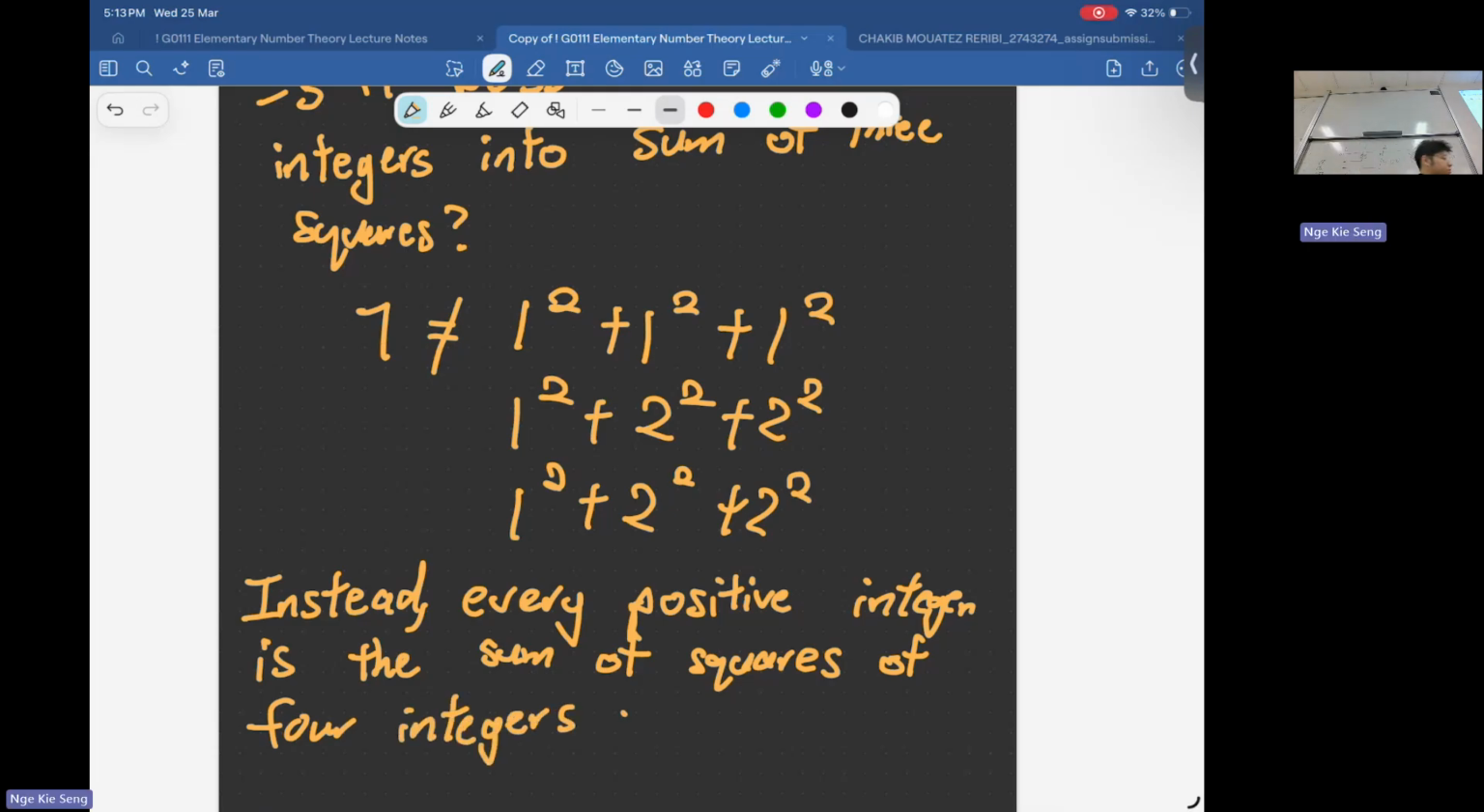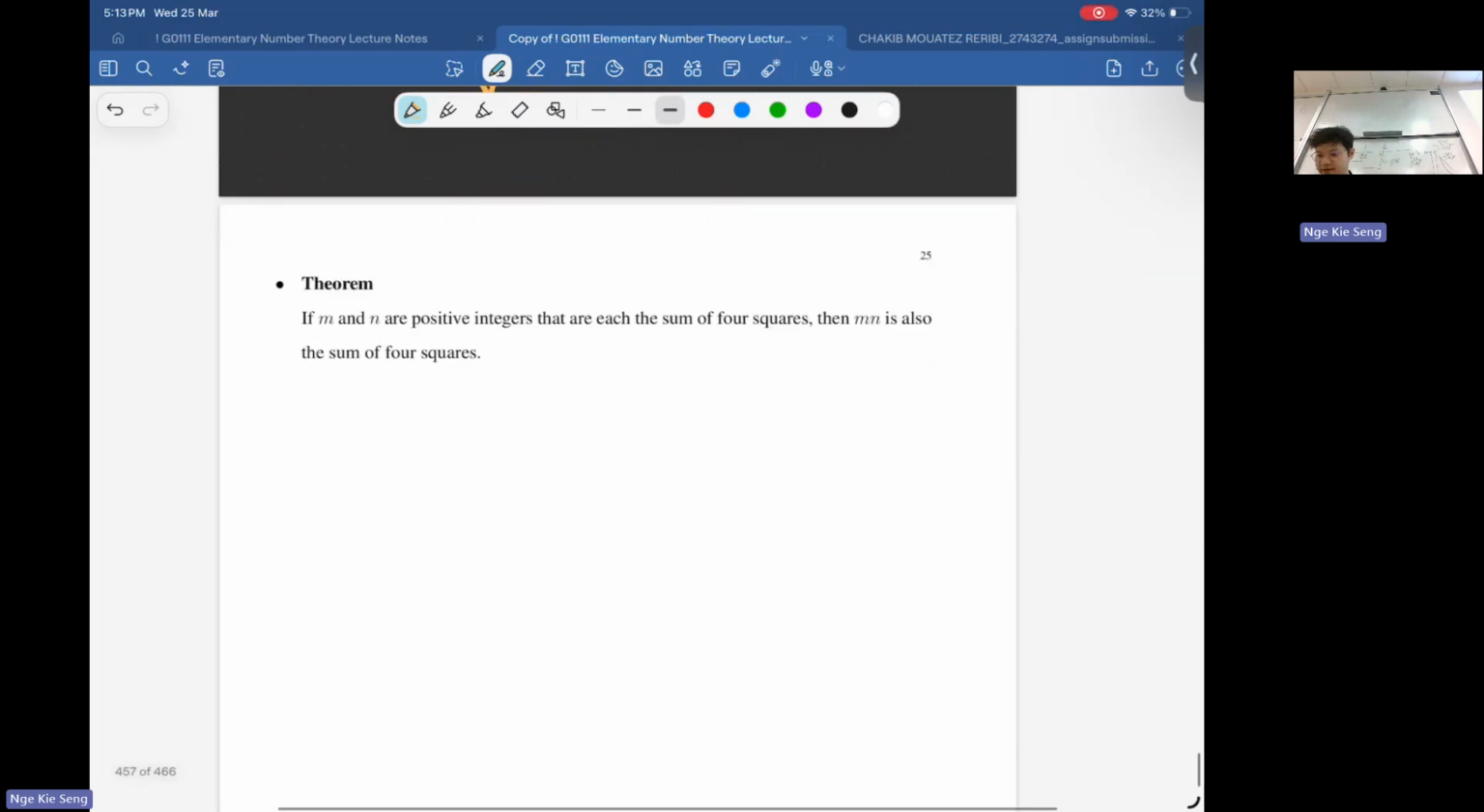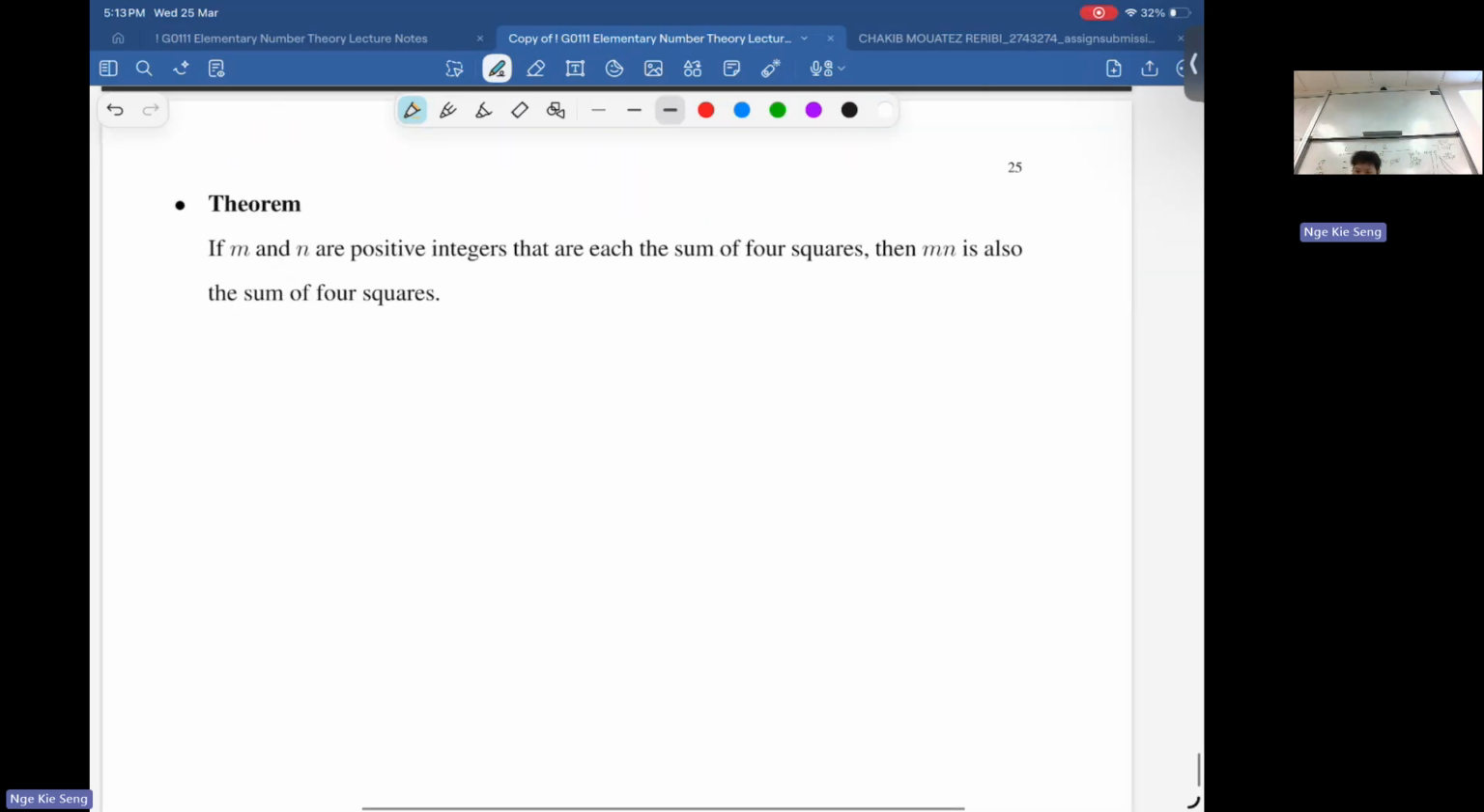So just now we see that 2 squares don't work, 3 squares don't work, but if you increase up to 4, then every integer can be written as the sum of 4 squares. So we include the choice of 0 here, 0 squared also included. Okay, so let's see how we build to this strong statement here.